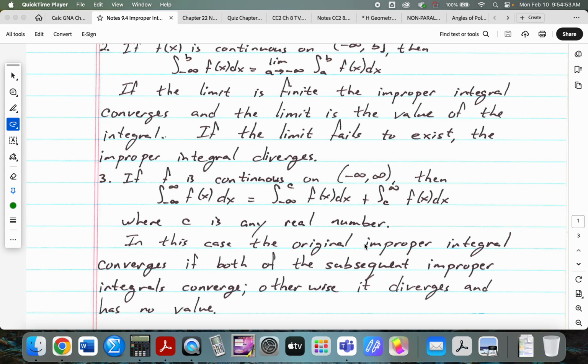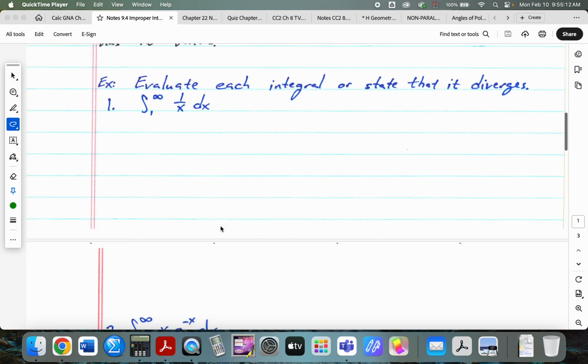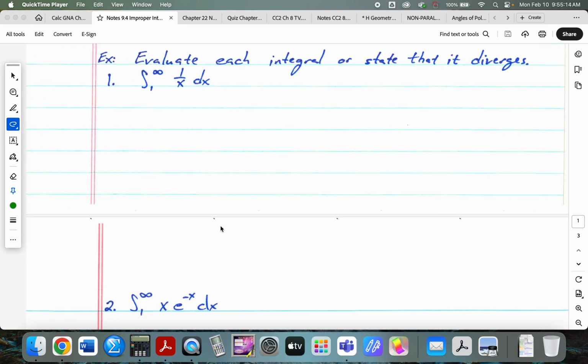So in this case, the original improper integral converges only if both of these converge. If one of them diverges or both of them diverge, then this whole thing diverges. Okay? So let's evaluate these integrals and state whether or not each converges, or state that it diverges.